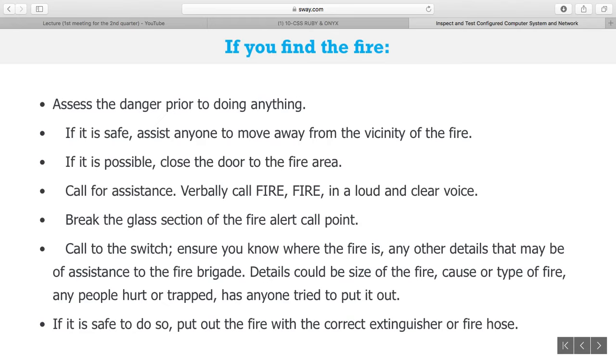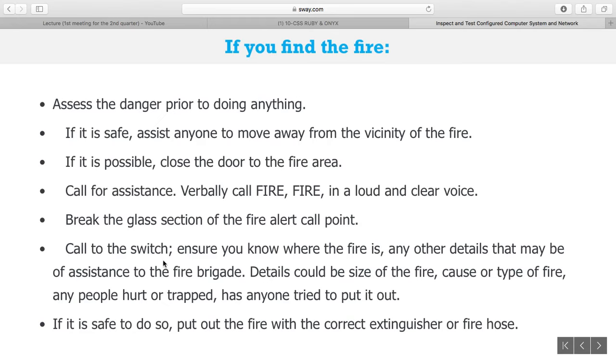don't do anything first. The first thing you need to think is that you need to escape from the vicinity of the fire. So if the fire is within a closed door or in a room, move everyone outside the room, then close the room so that you can confine the fire. Then, of course, you call the attention of everyone that there's a fire.